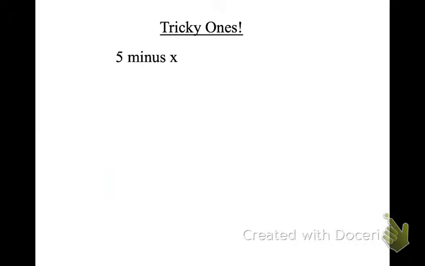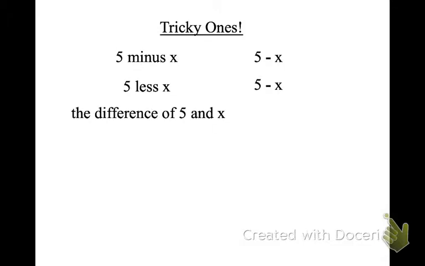More tricky ones. 5 minus x. How do I write it? Go, Ashley. 5 minus x. Yeah. I'm going to let you do the next one. 5 less x. Does it say than? No. So what does it look like? 5 minus x. The difference. Oh, there's an operation and an and. What does difference mean? Subtraction. It means subtraction. I'm sending it to the and. What comes before it? Everybody.